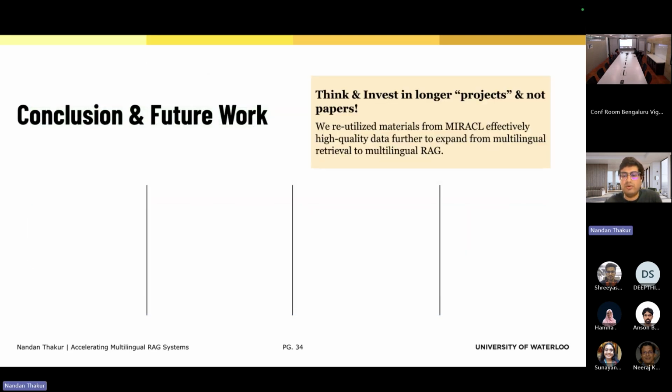Conclusions and future work. What I like to say is that the whole part was kind of to show you a longer project. This involved at least two years or something. So you should invest in longer projects and not just papers, so we reutilize materials.